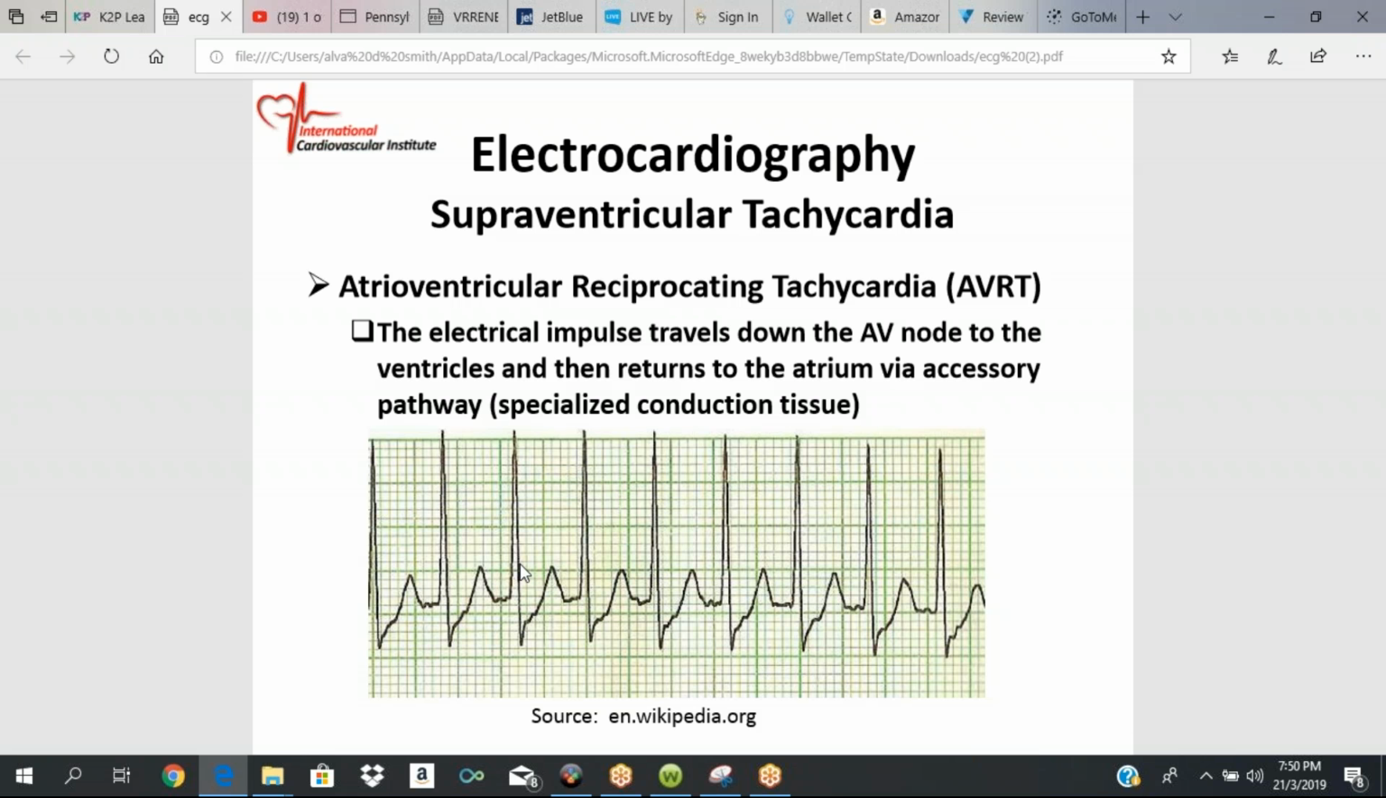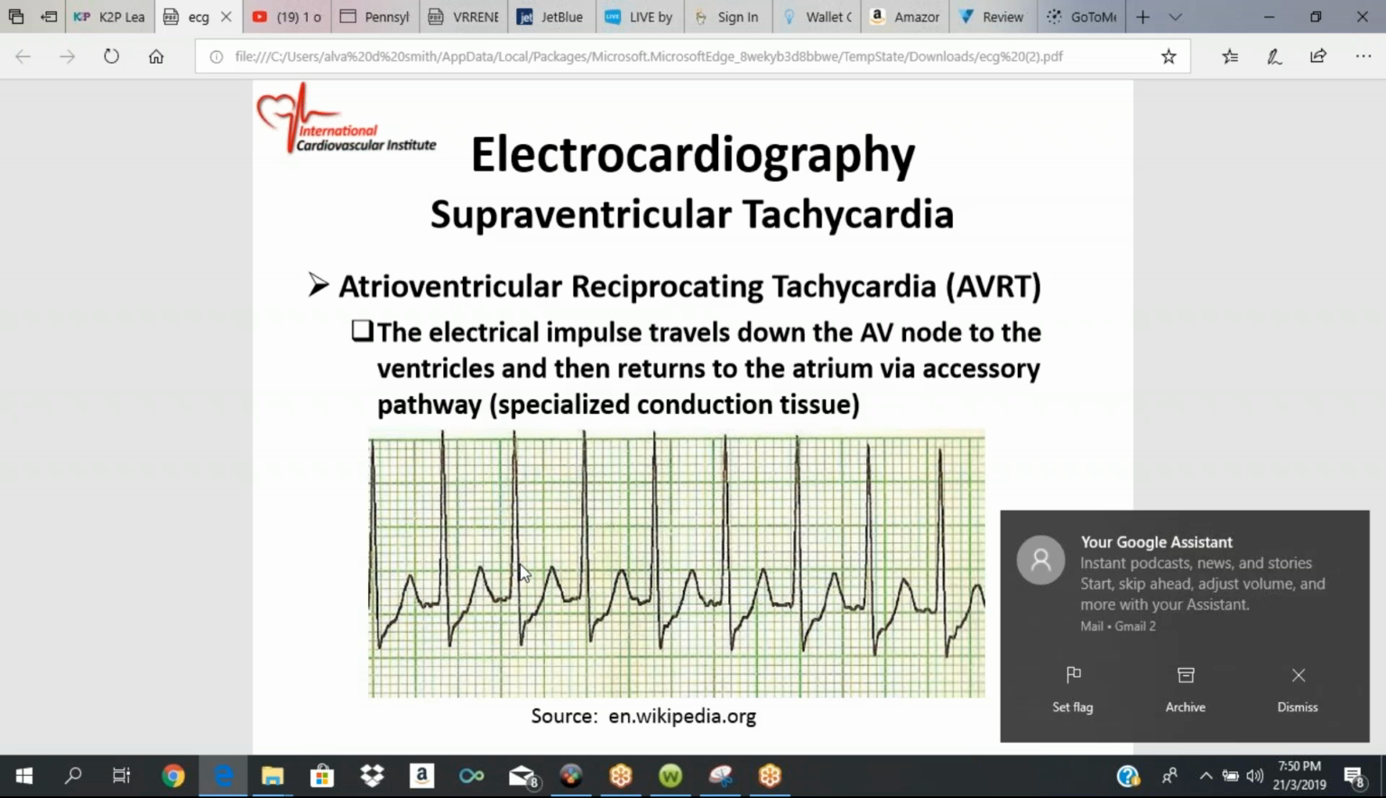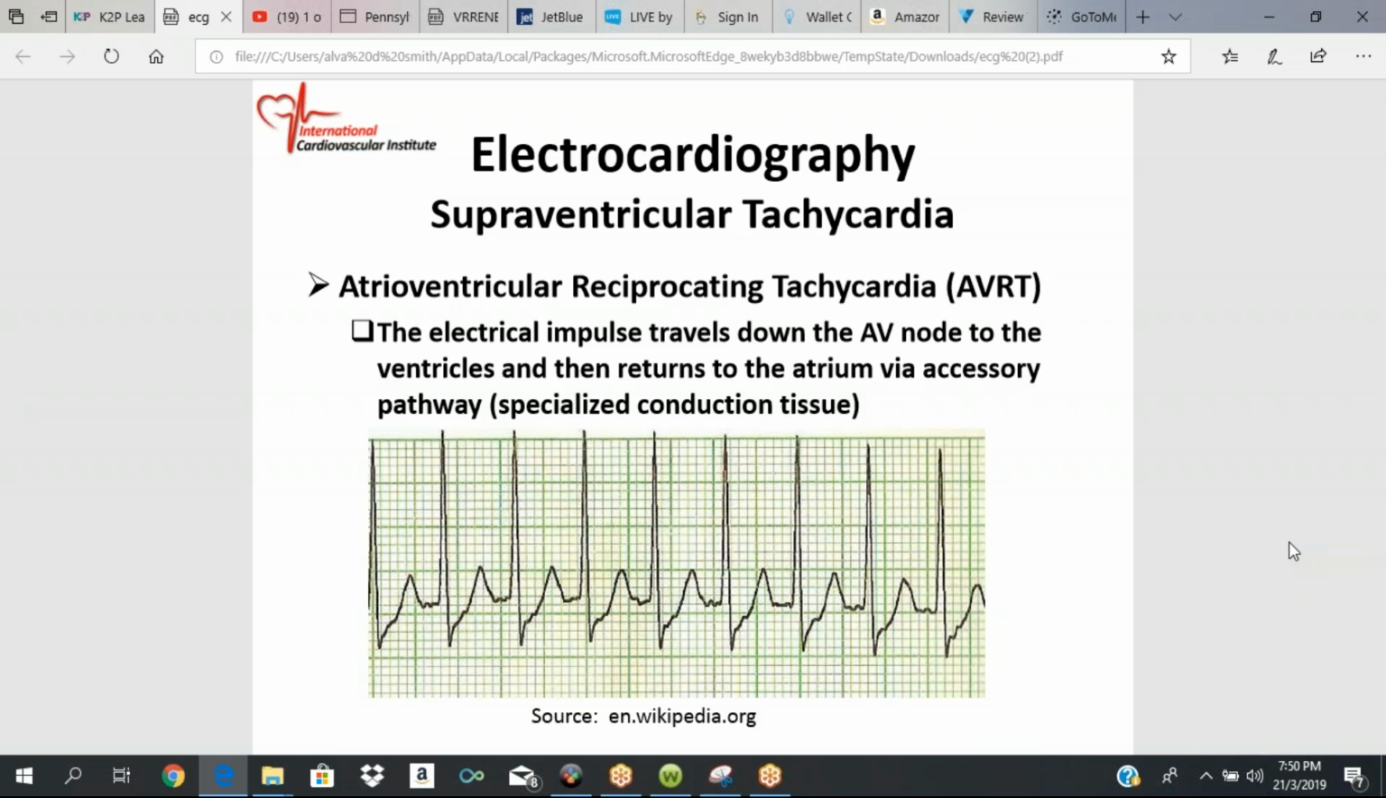And you must have heard about Wolff-Parkinson-White syndrome. That is a type of bypass track. So with AVRT, the first one we looked at was AVNRT, which is different from AVRT. AVRT is atrioventricular reciprocating tachycardia. What happens is the impulse coming from the atrium travels down the AV node, but it goes back up into the atrium via the bypass track. So this can be dangerous as well. So you just know that it exists.